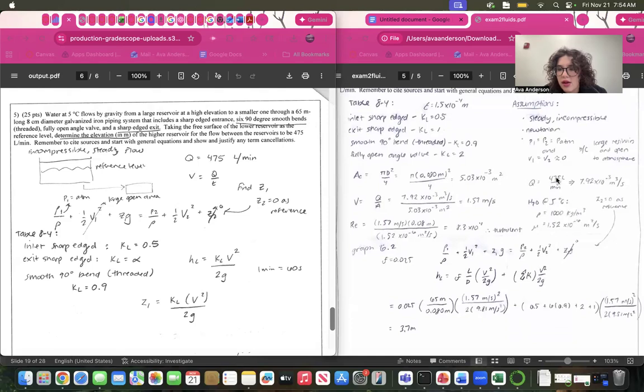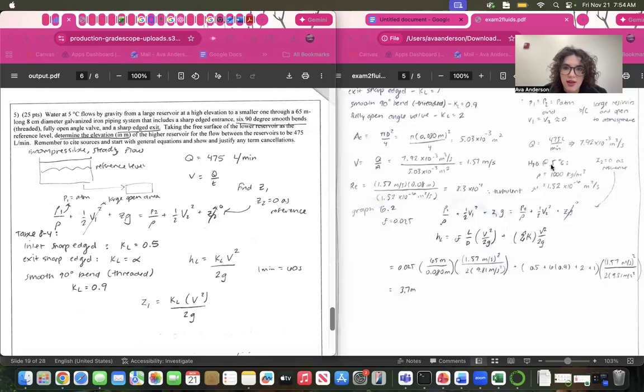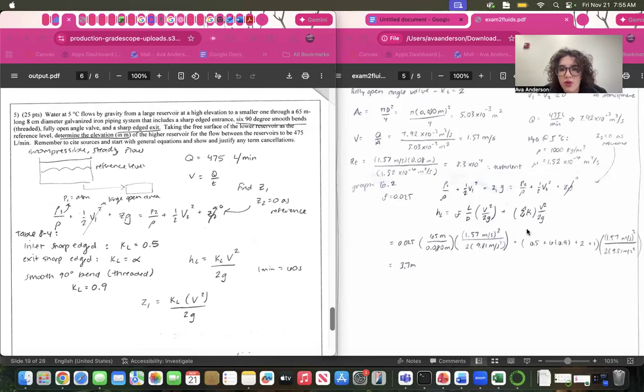But you can convert flow from, again, meters per minute to meters cubed per second, which is 0.92 times 10 to the negative 3 meters cubed per second. And you also have to pull these values off the table, the density and viscosity of water. But you needed the cross-sectional area, which is pi d squared divided by 4, as a 5.03 times 10 to the negative 3 meters squared. You need the velocity, which is taking the flow divided by the cross-sectional area, which is 1.57 meters squared. You can solve for the Reynolds number again, which is 8.3 times 10 to the fourth. We're making sure that is in fact turbulent.